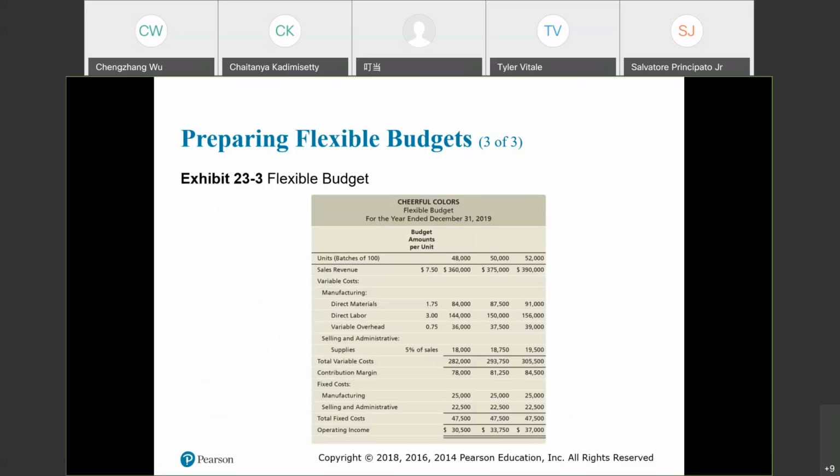This slide is a flexible budget for Cheerful Colors, revenues and expenses that predict what will happen if sales reach 48,000 batches, 50,000 batches, or 52,000 batches of crayons sold during 2019. This part is static.